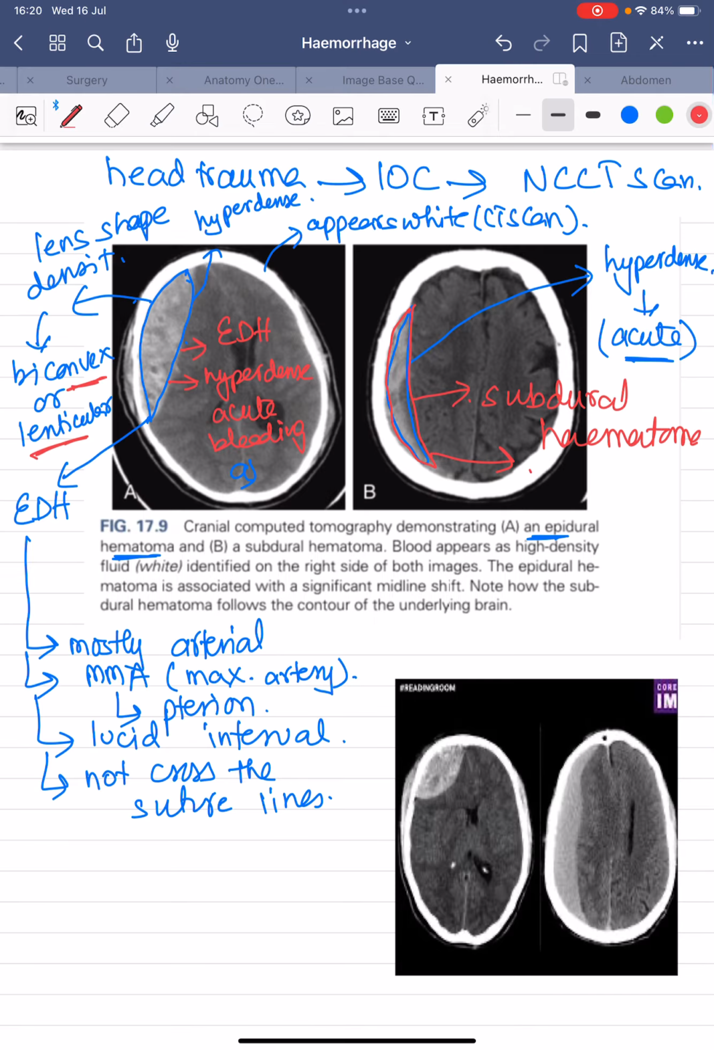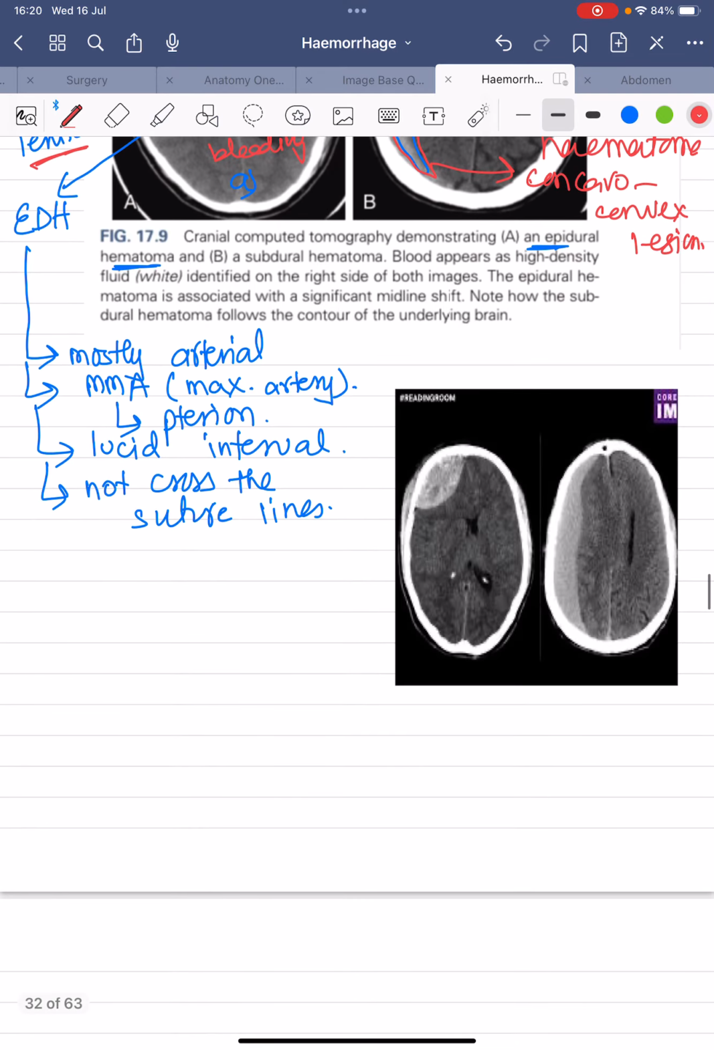It is your what? Concavo convex lesion. Okay, so this is your subdural hematoma. Now see here again this picture. First of all, you all know this is a CT scan. Now see here. See this lesion. So this is lens shaped. So this is your what? Epidural hematoma.